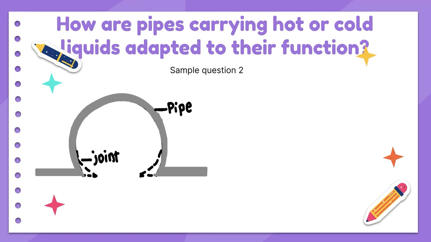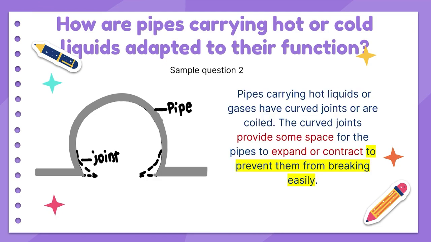How are pipes carrying hot or cold liquids adapted to their function? Pipes carrying hot or cold liquids have curved joints or are coiled. These curved joints provide some space for the pipes to expand or contract to prevent them from breaking easily. Here we have stated providing some space, and we have talked about the expansion or contraction as highlighted in red. The part highlighted in yellow is unique to each case, and in this case is to prevent them from breaking easily.